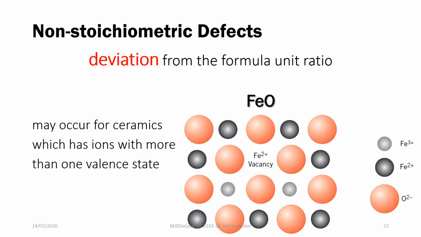We know that Fe has different oxidation states. We have Fe2O3, Fe3O4, and FeO. That's plus 2 and plus 3 na Fe. And in this case, FeO can be represented as Fe1-xO.